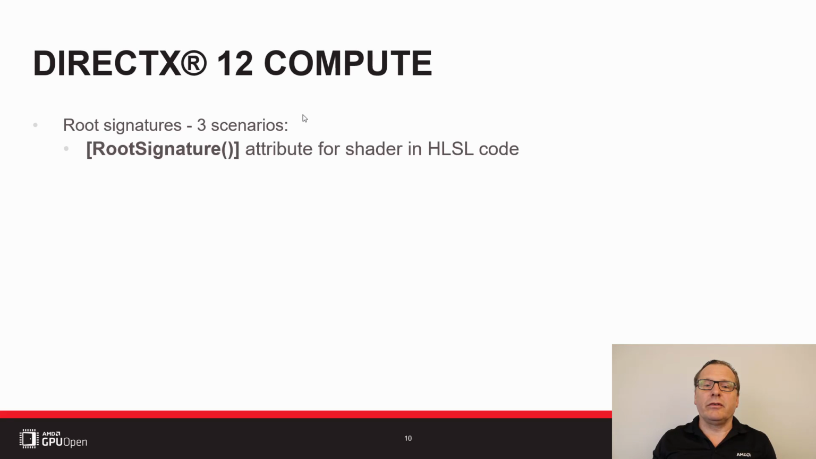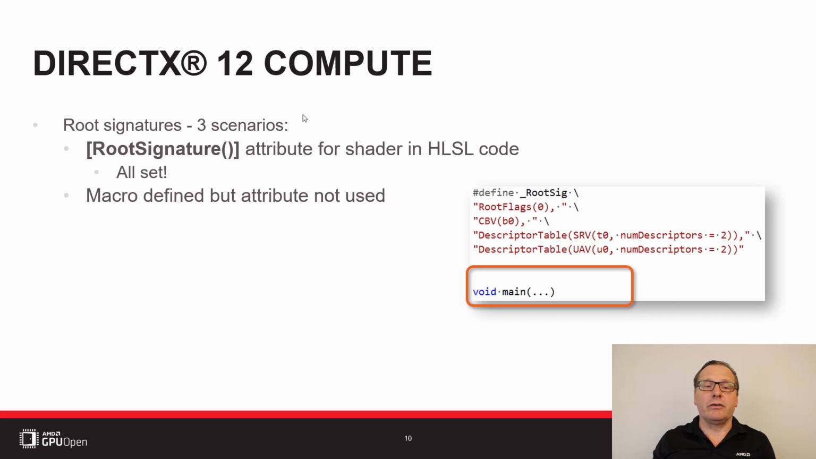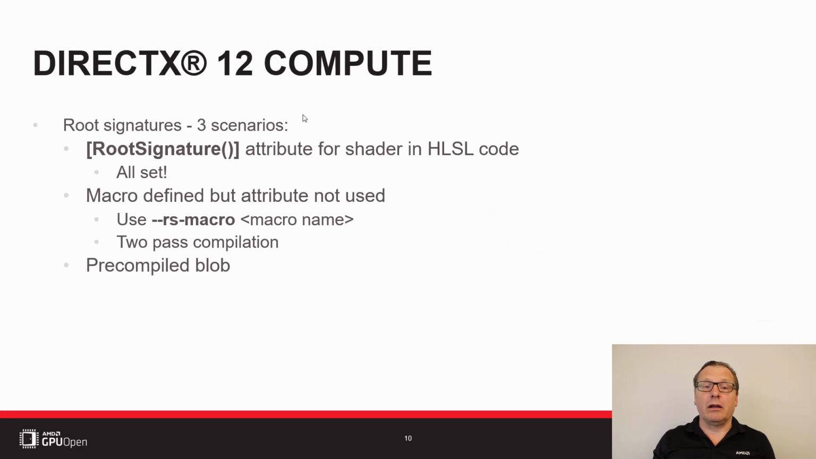In cases where the root signature is defined in a macro definition in the HLSL code, and the root signature attribute is mentioned above the relevant compute shader referencing the relevant definition, you don't need to do anything. The root signature would be automatically detected and compiled as part of the front-end compilation of the shader. If the root signature attribute is not used for the compute shader in question, you can still make it work by passing the RS macro option with the macro name as the argument. In this case, RGA performs a two-pass compilation, first to compile the root signature and then to compile the shader.